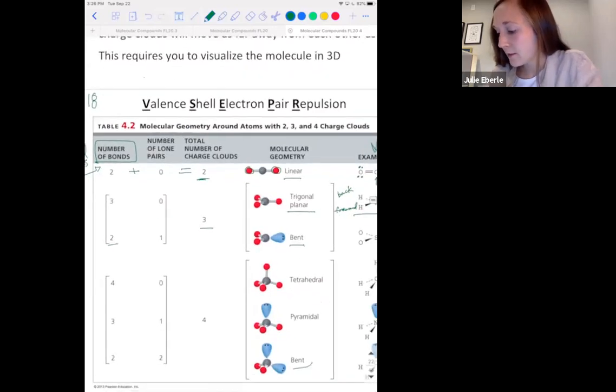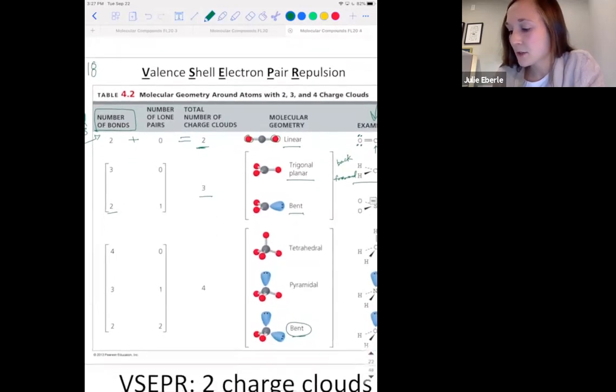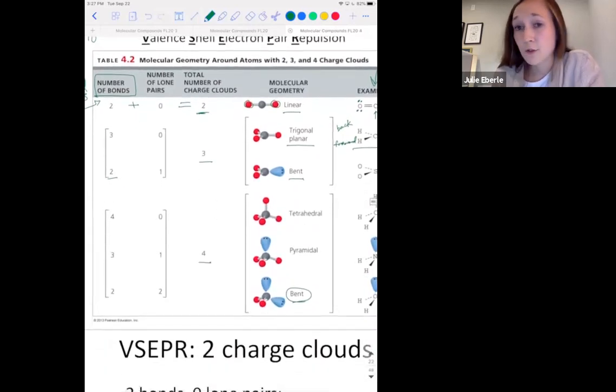You'll notice down here we can have a geometry of bent with 2 bonded atoms and 2 lone pairs. But anyways, that's 3 charge clouds. 4 charge clouds. There's 3 different ways things can add up to have 4 charge clouds.